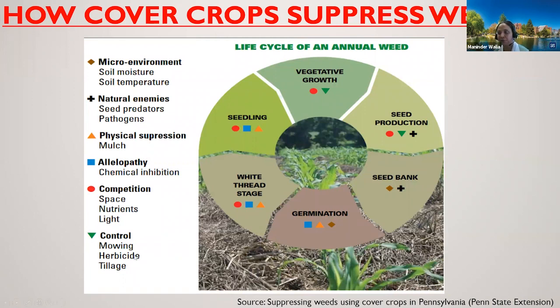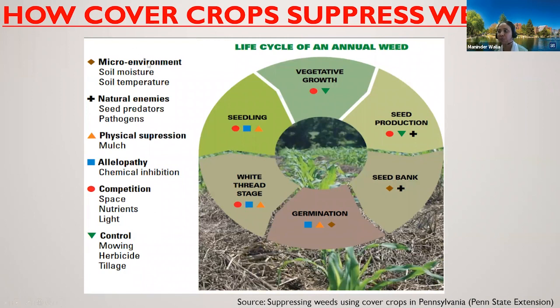And then the control: when we tilled in, or mowed, or rolled the cover crop, or otherwise terminated it, the cover crop at that stage helps with suppressing the weeds. So when we follow these practices, it interferes with the weed emergence and growth, especially when it occurs before the germination, emergence, or the seed production.